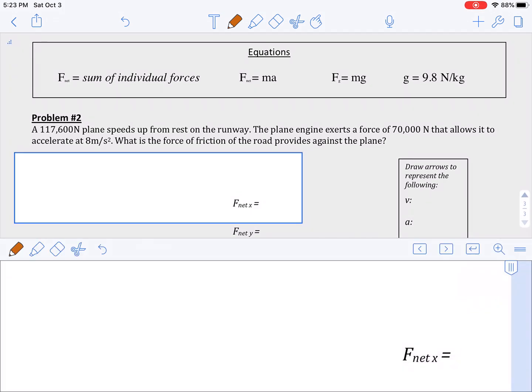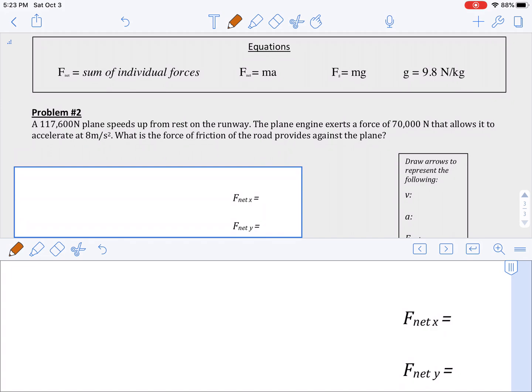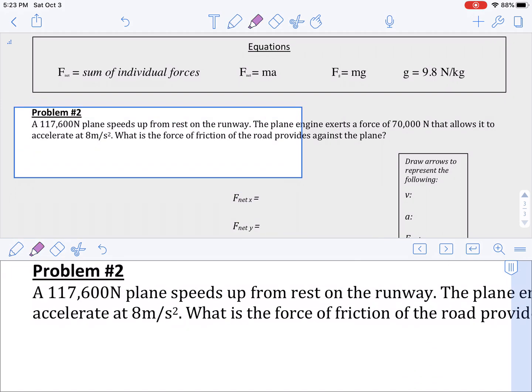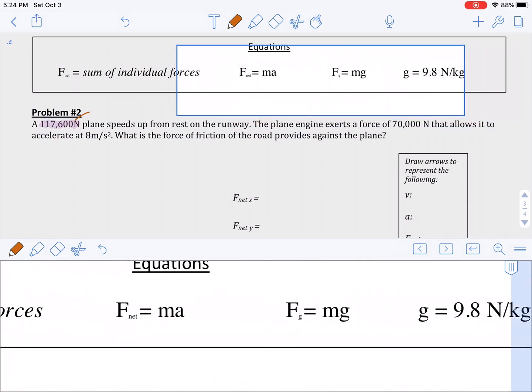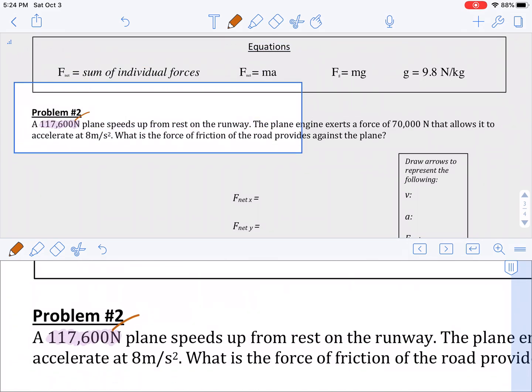Okay, so first step is FBD. I've got this number right away, a 117,600 Newton plane. So that is a variable that is attached to the plane, right? It describes the plane. It's used as an adjective here if you want to get all grammar nerdy. So what do you think this variable is? Like, which variable in these equations is that?